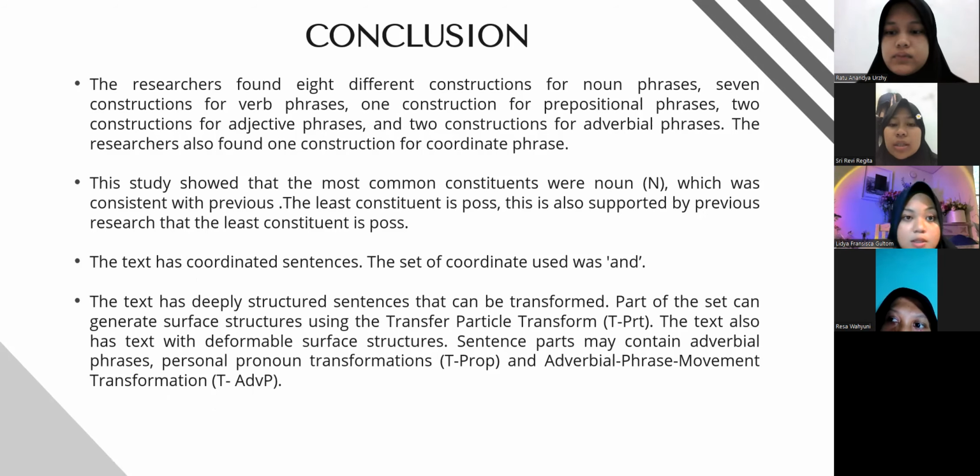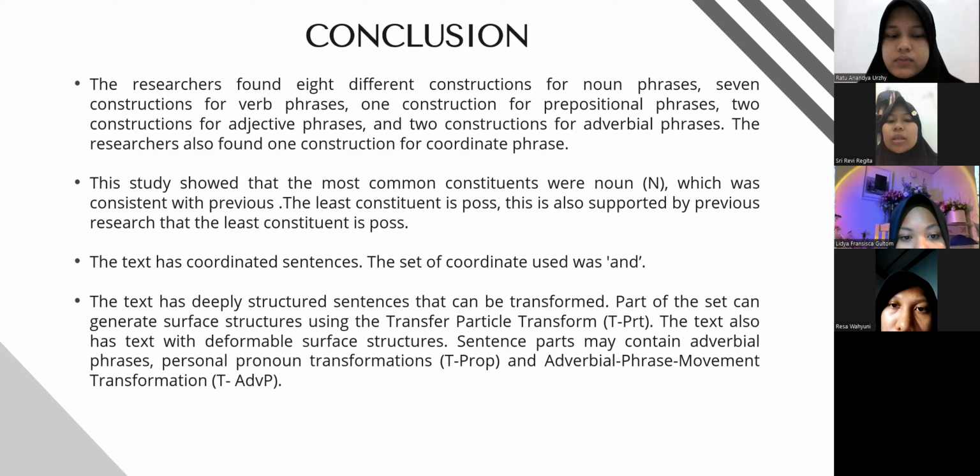From our research, we can draw a conclusion: the researchers found 8 different constructions for noun phrase, 7 different constructions for verb phrase, 1 construction for prepositional phrase, two different constructions for adjective phrase, three different constructions for adverb phrase, and then one construction for coordinate phrase. The study showed that the most common constituent was noun, which was consistent with previous research. The least constituent is possessive noun. This is also supported by previous research that the least constituent is possessive noun.